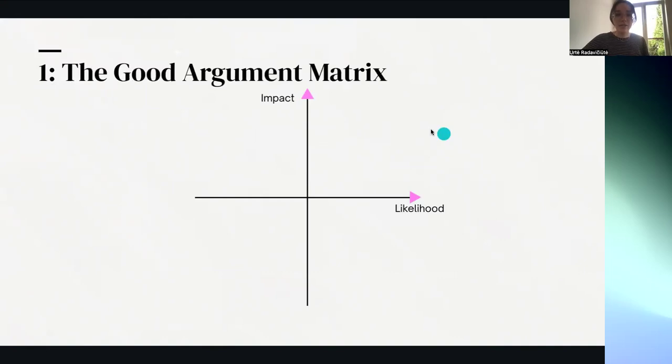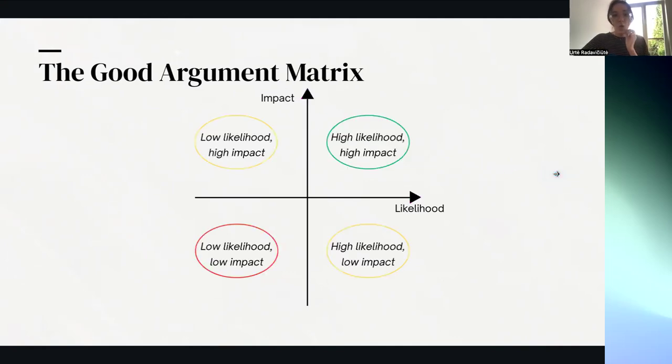So firstly, then, the good argument matrix. So there are 2 axes that you need to be looking into when you make an argument. The first is that of impact, as in how high is the impact of the argument that you're bringing. And the second is the likelihood. How likely is it that this argument is actually going to actualize itself in reality, in the real world, not just debate land? With this axis, we have 4 categories.